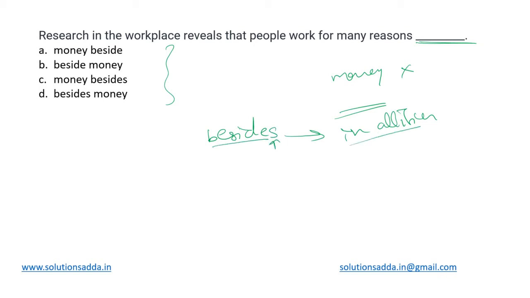So looking at option D, "besides money", it would make complete sense that people have other reasons to work as well besides money. Hence this is the correct fit for this place, and we shall go with option D, besides money.